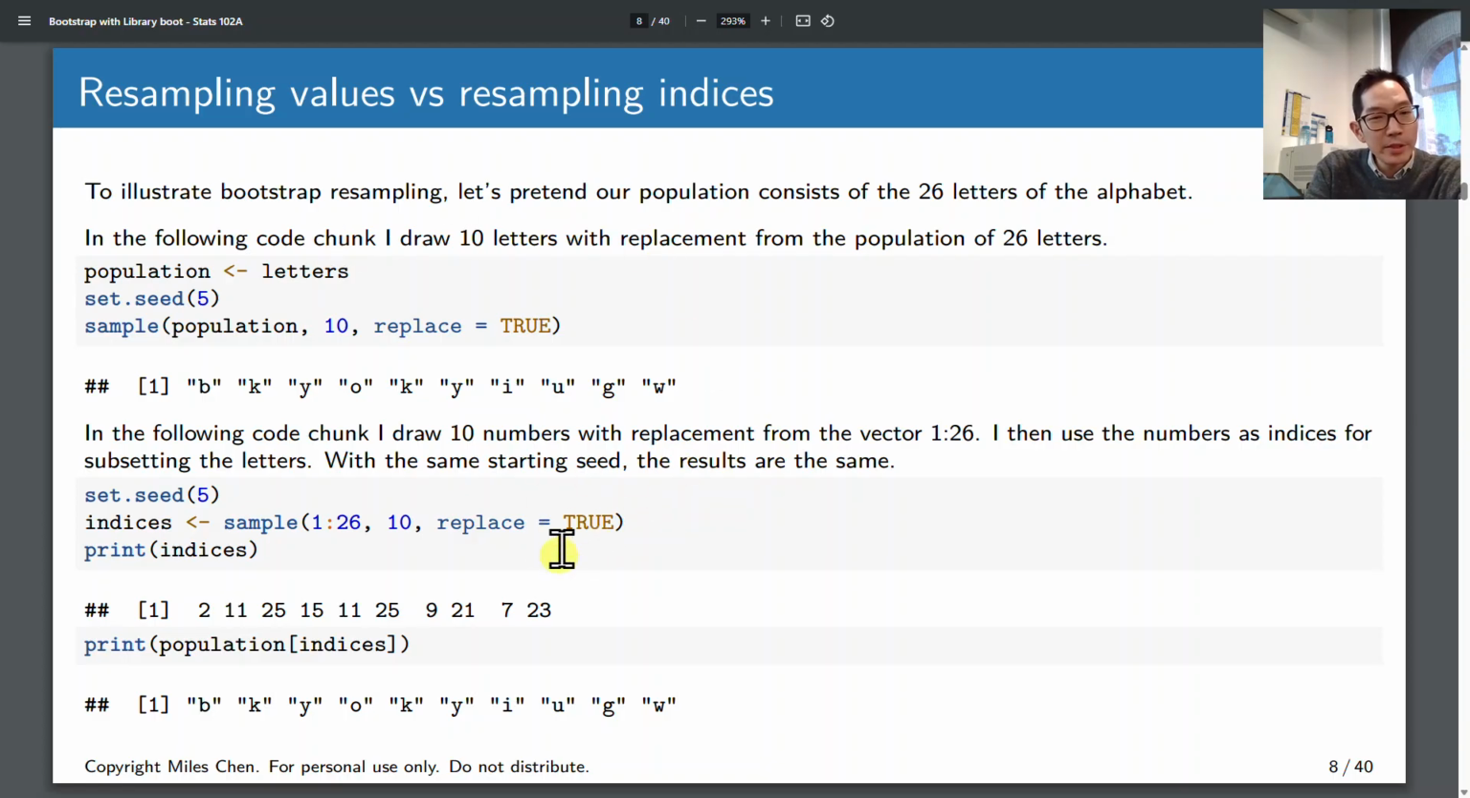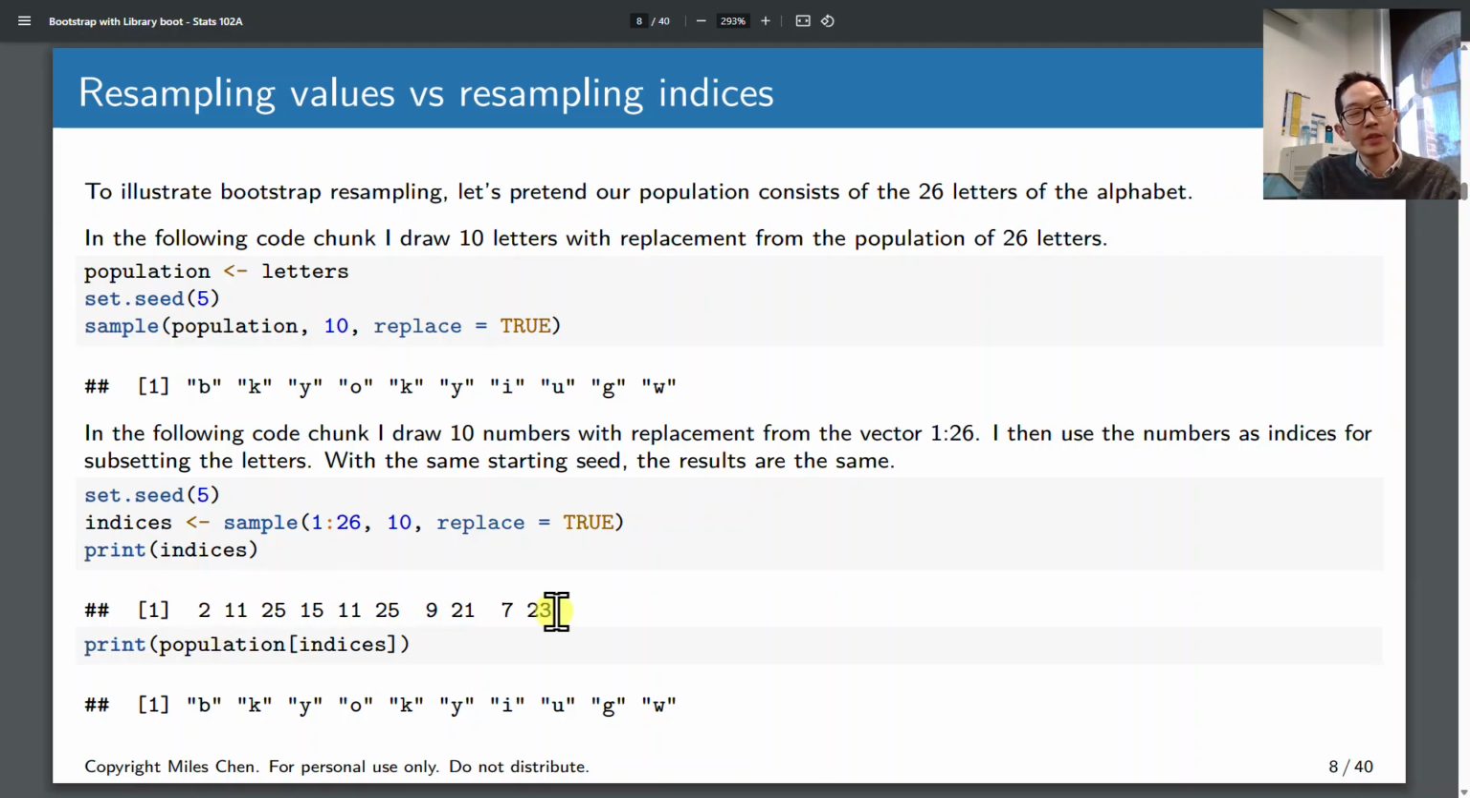What resampling the indices will do is it says, okay, well, how many values do we have in the population? We have 26 values. So I'm going to sample index values 1 through 26. I'm going to sample 10 of those with replacement. What are the index values I get? I get 2, 11, 25, 15, 11, 25, 9, 21, 7, and 23. And again, we can see I selected 11 twice and 25 twice.